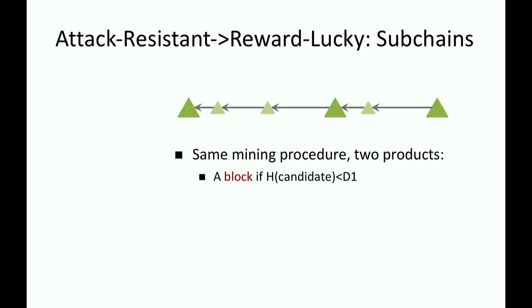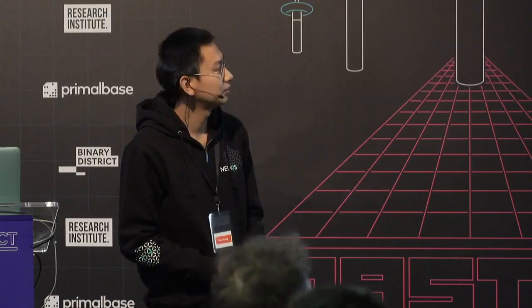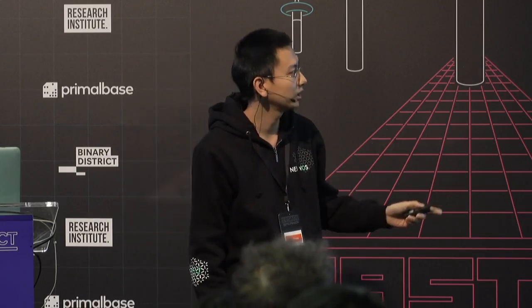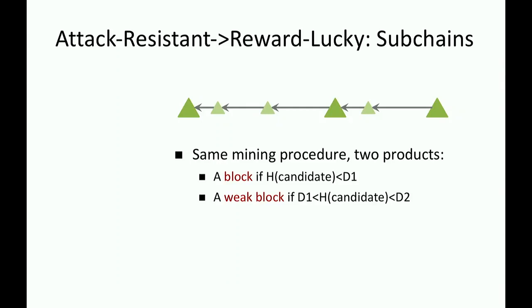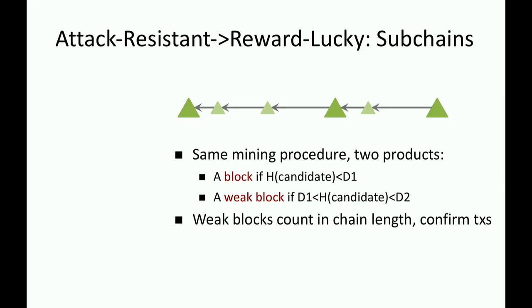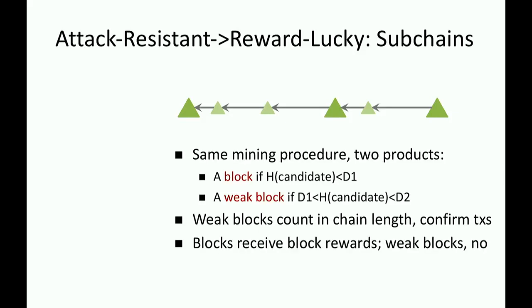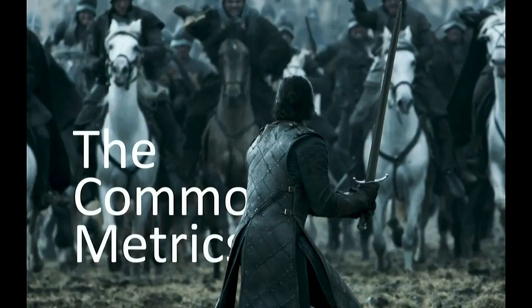It also has the same mining procedure, but two different kinds of product. It is a block if the candidate's hash is below a certain threshold, which is the same as Bitcoin. If the candidate's hash is larger than the block threshold, but smaller than another threshold, we consider it a weak block. Weak blocks also count in chain length. Weak blocks also contribute to transaction confirmation. However, weak blocks don't receive any block rewards. Only blocks receive block rewards. Is that clear? Okay.